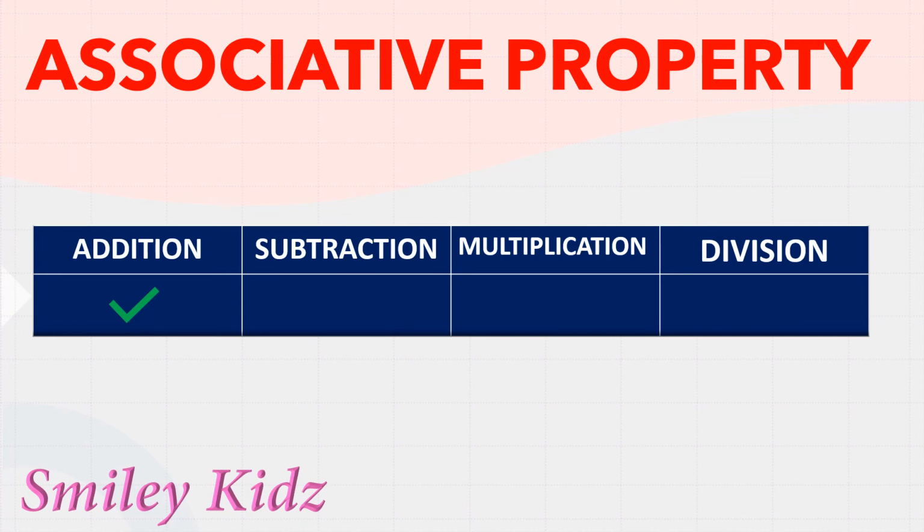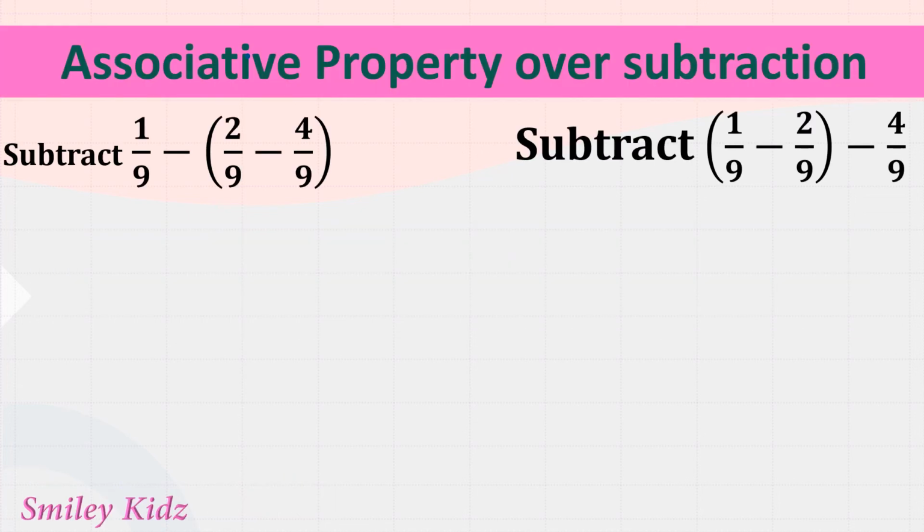We have filled the first block, that is rational numbers satisfy associative property over addition. Associative property over subtraction. Our property will be A minus B minus C, where B minus C is in brackets. So first we'll be solving the bracket part. 2 by 9 minus 4 by 9 will be equal to minus 2 by 9. So this will be in brackets. Now we will be removing the brackets and solving.